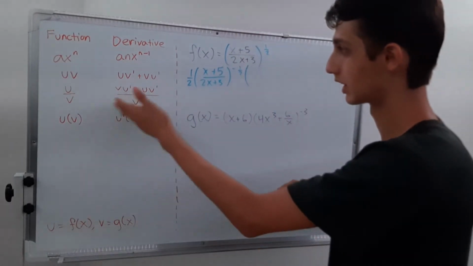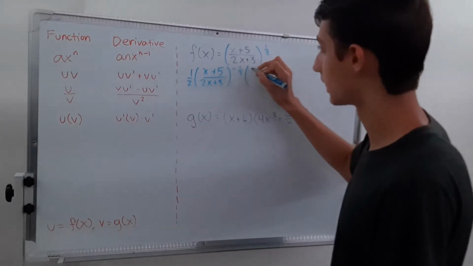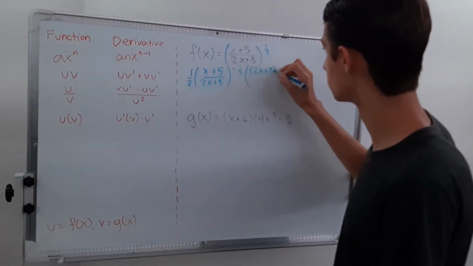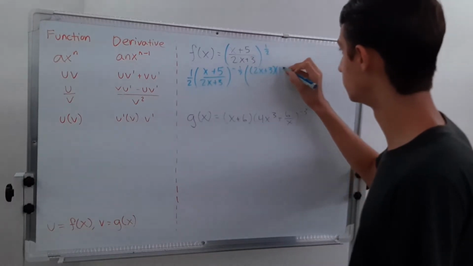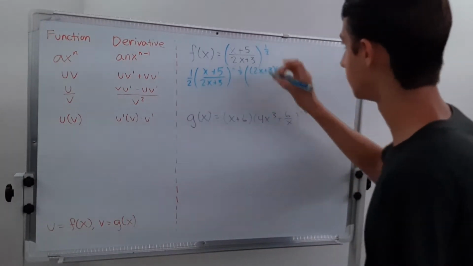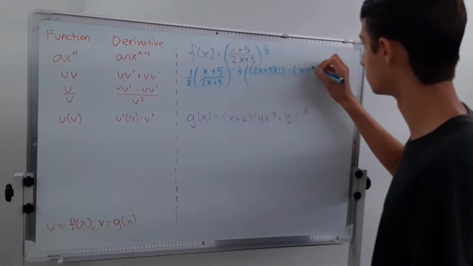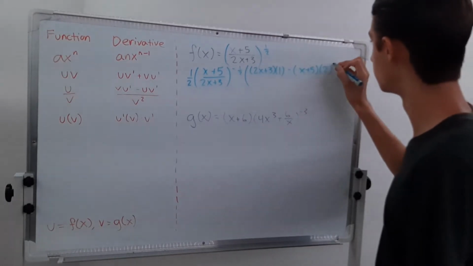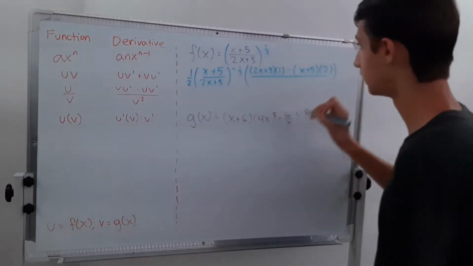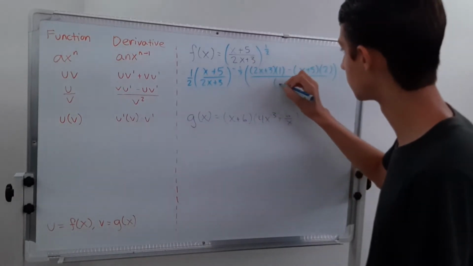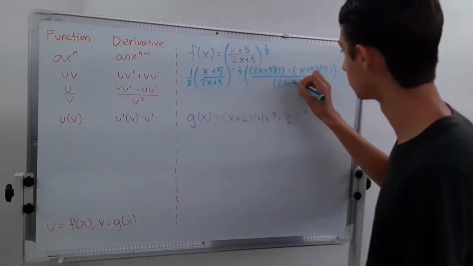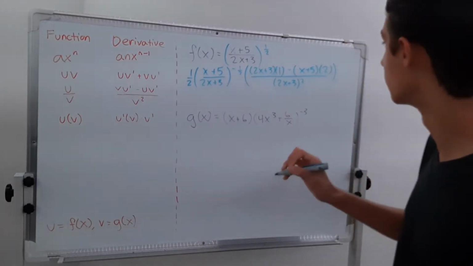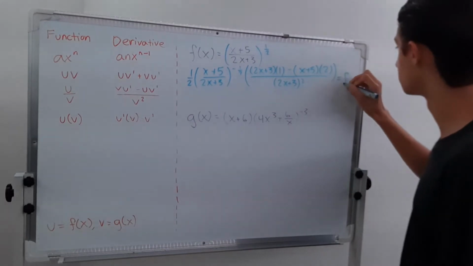So again, it's right here. 2x plus 3 times the derivative of the top function, which is 1, minus x plus 5 times the derivative of the bottom function, which is just 2. And then we're going to divide by 2x plus 3 squared. I think I already used this problem, but whatever. And that's it. That's our answer. That is our f prime of x.